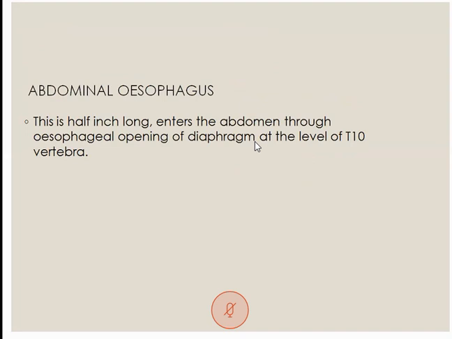Coming to the abdominal oesophagus, this is half an inch long. Half an inch means it is about 1 centimeter. It enters into the abdomen through the oesophageal opening, that is the diaphragmatic hiatus, at the level of the T10 vertebra. Already we discussed it goes up to T11.